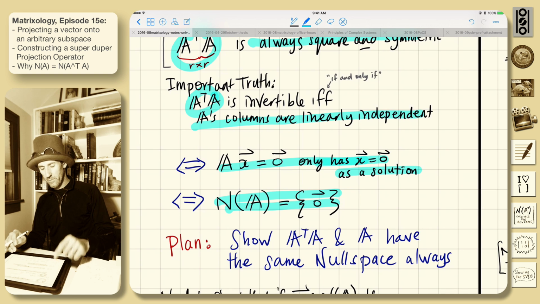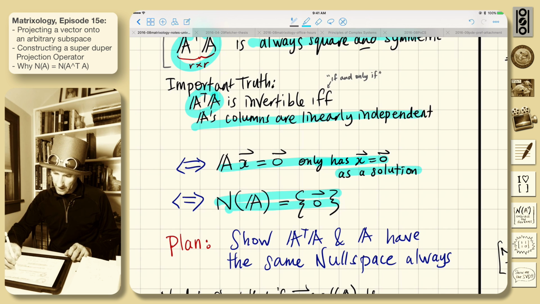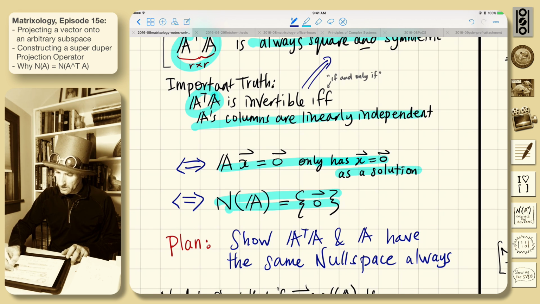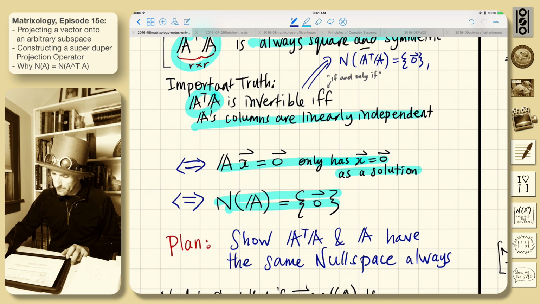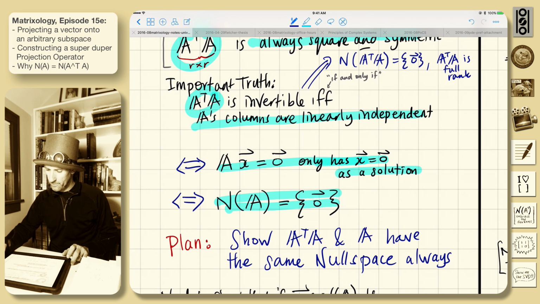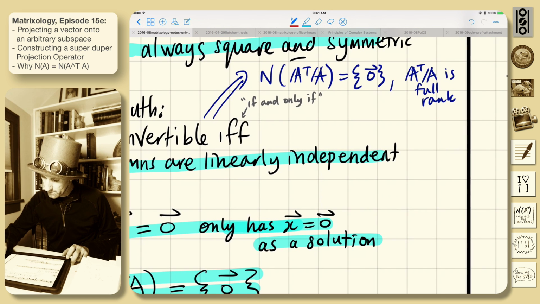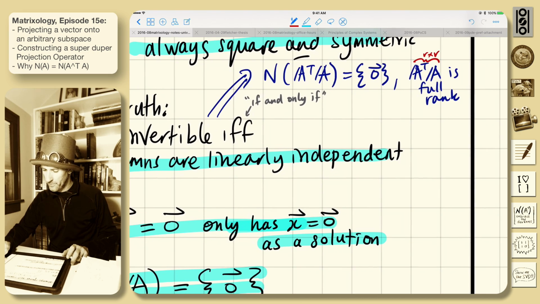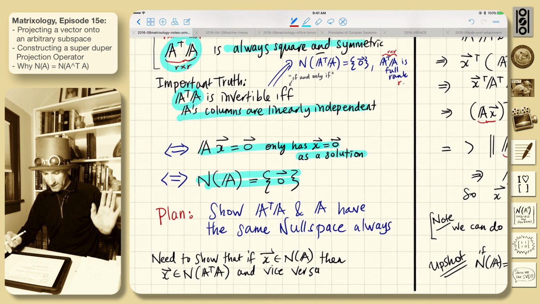A transpose A is invertible means its null space is 0. So maybe I should add that here too. So these things apply to here, and this is A transpose A's, which says that the null space of A transpose A is also equal to 0. Right. A transpose A is full rank. And it's an R by R. This thing is an R by R. The way we've constructed it here, full rank R. I know, the R's are being repeated a little bit.